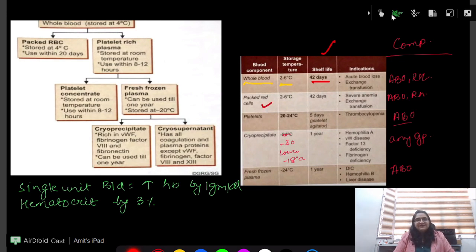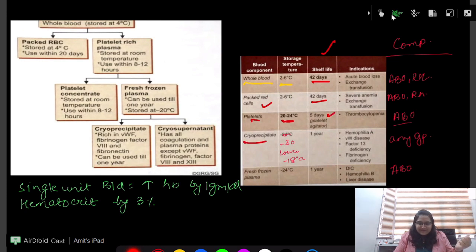Packed cell RBCs are also stored at 2 to 6 degrees C. If it is asked, please remember whole blood at 4 degrees C. Okay, then shelf life is 42 days. It is used in severe anemia. Platelets are stored at room temperature, 20 to 24 degrees C. Their shelf life is 5 days. Okay, indications are thrombocytopenic conditions like dengue hemorrhagic fever.